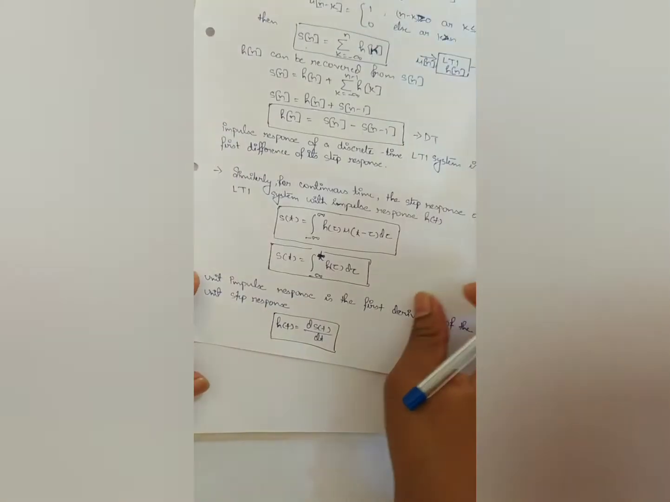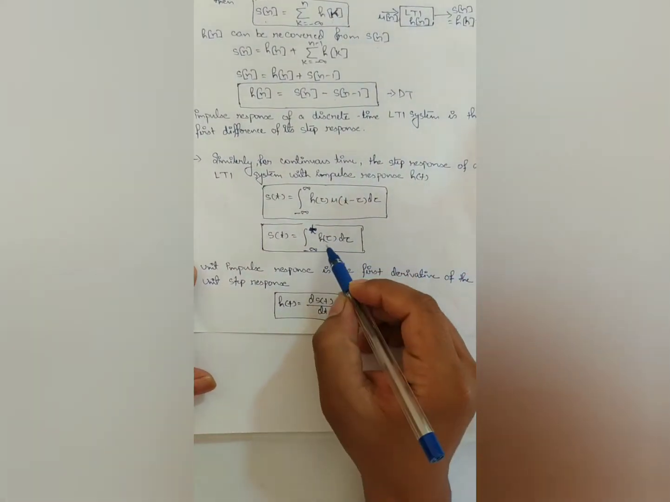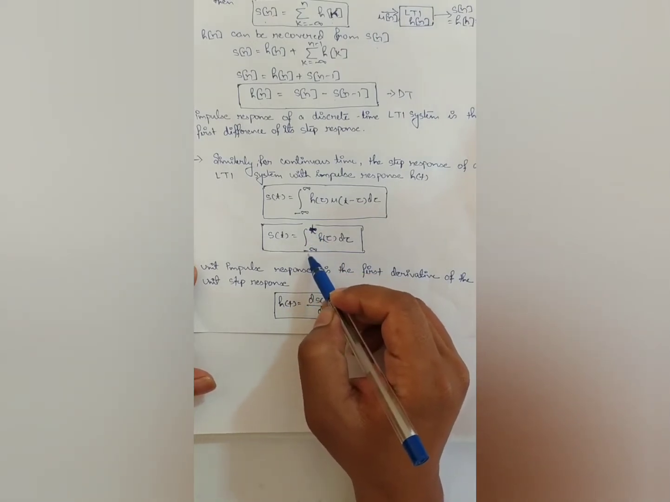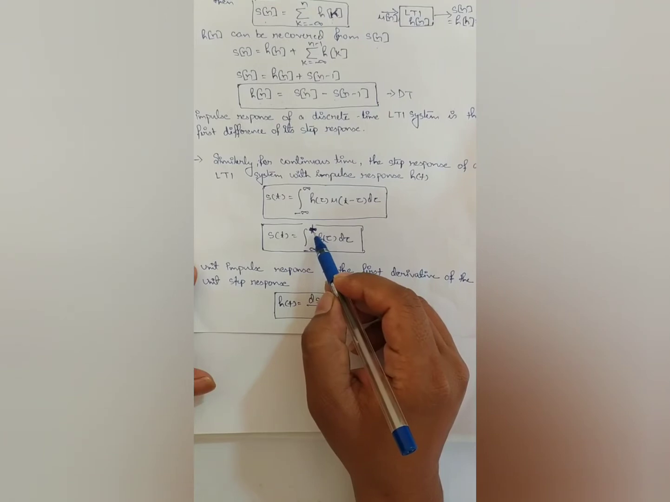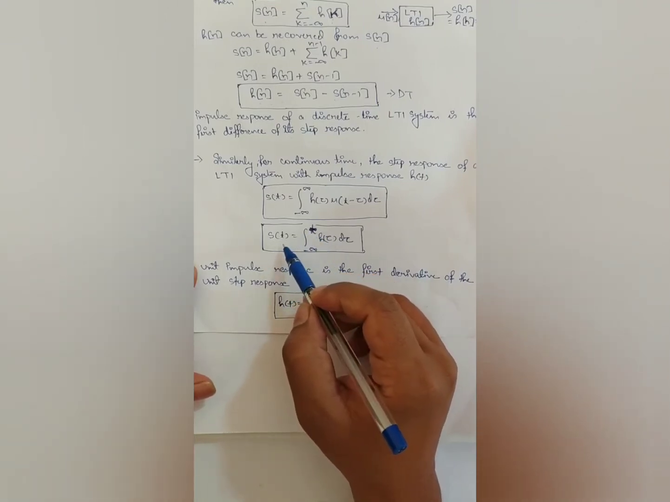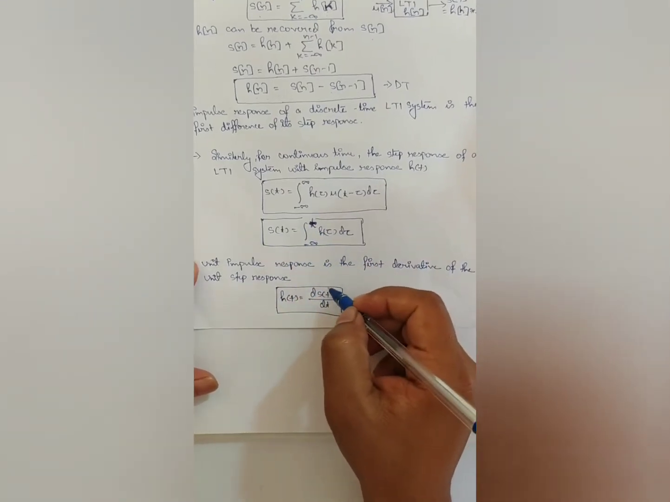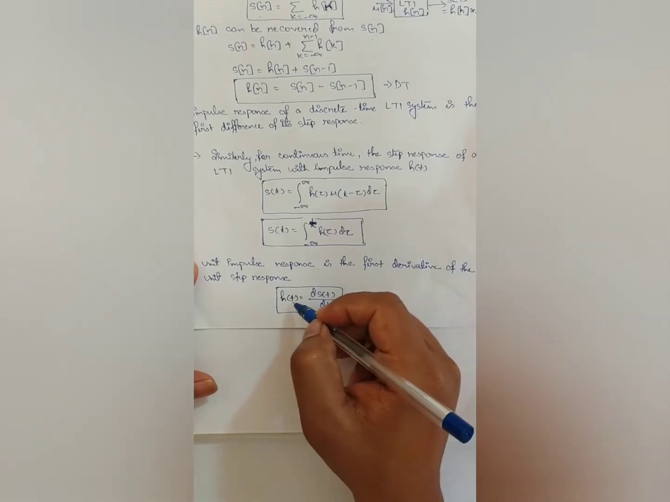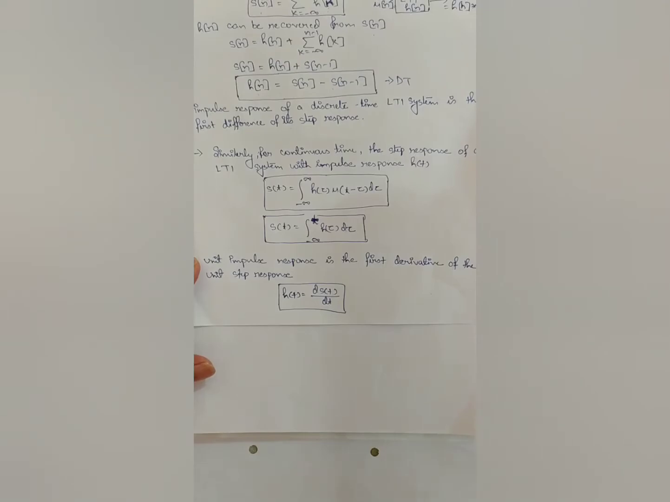Similarly for continuous time, if we have the impulse response, then its integral from minus infinity to t provides the step response. And in reverse, if we differentiate this step response, then we get the impulse response of the system.